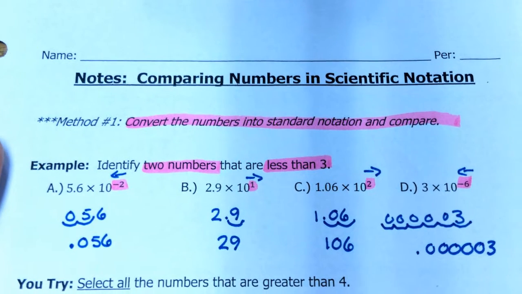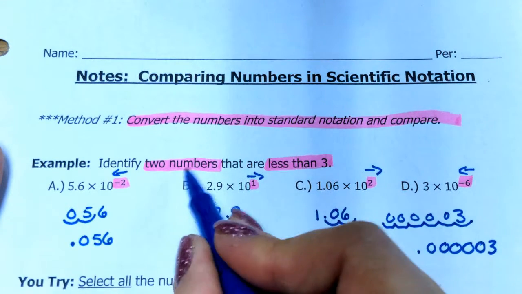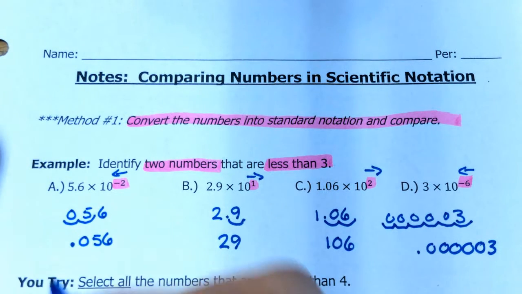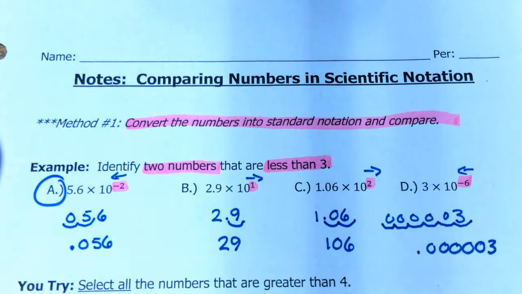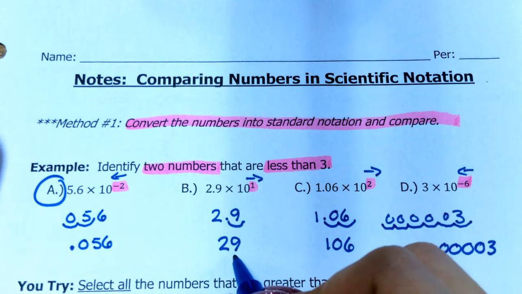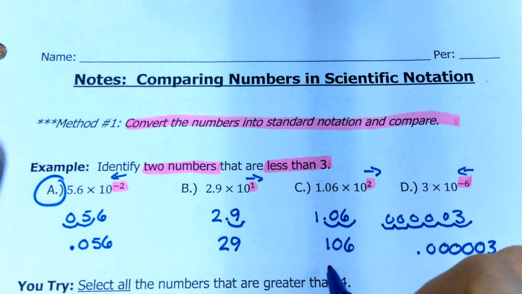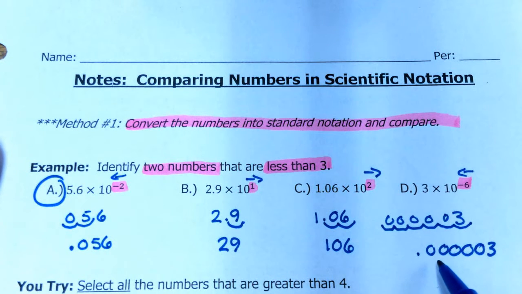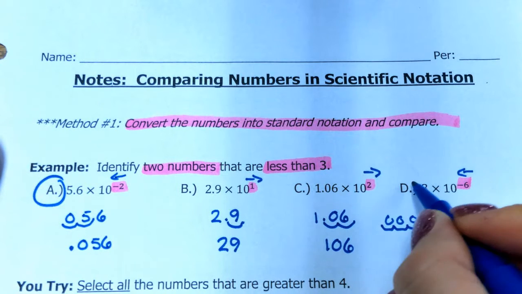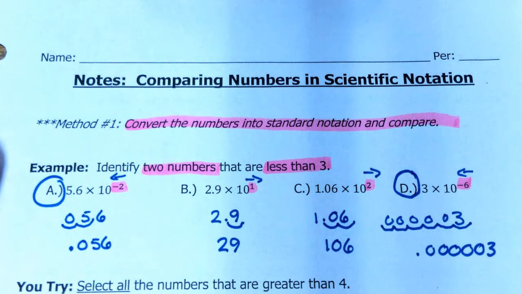Okay. So now I'm looking at the question again. Two numbers that are less than 3. 0.056. That's less than 3. 29. That's greater than 3. 106. That's definitely greater than 3. And this really, really tiny number here is less than 3. So those are my answers here. Two numbers that are less than 3.